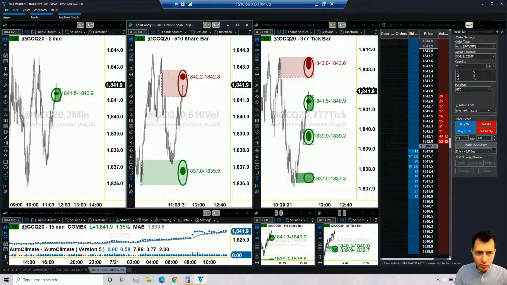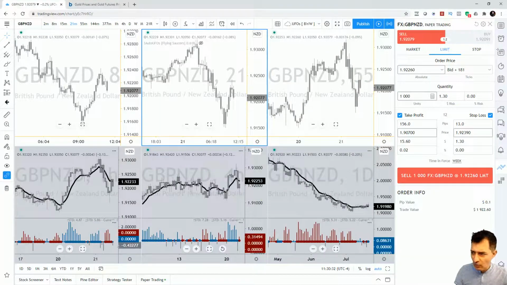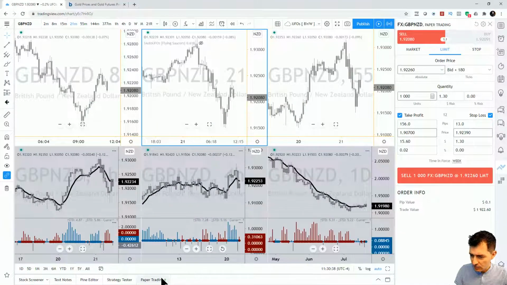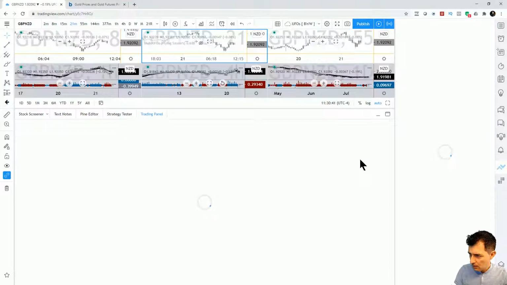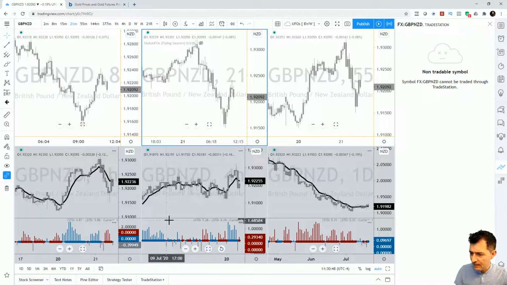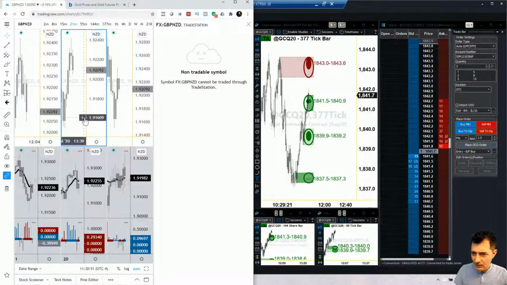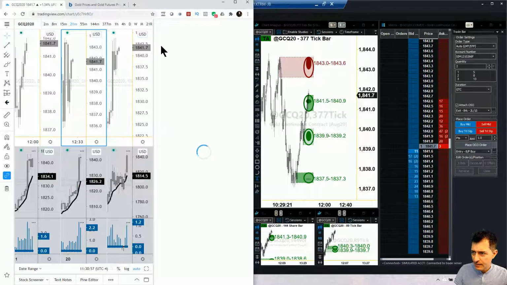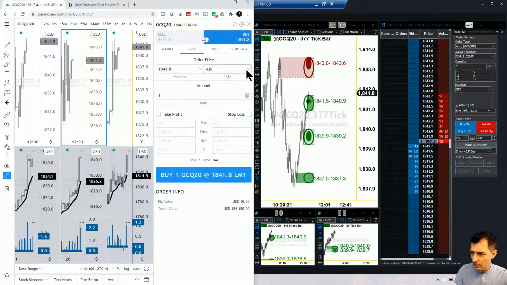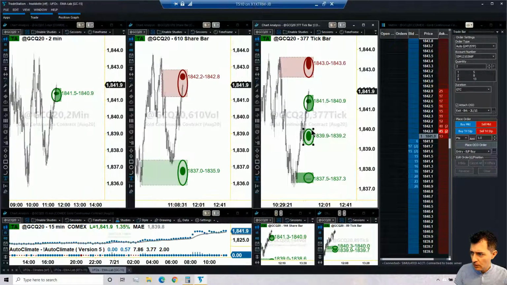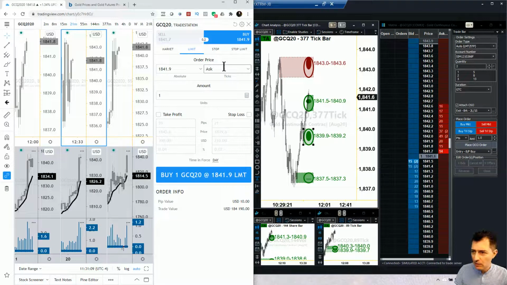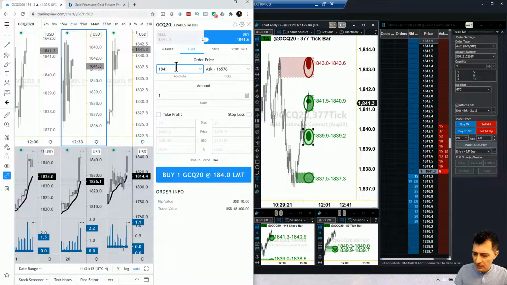Okay. So the entry with gold would be as follows. So let me reconnect to TradeStation in TradingView. It's a very handy order panel, isn't it, with TradingView. So GCQ 2020, that's the symbol. And I'm just going to plan the trade there. We are going long gold using that UFO. The top part of that UFO is 1840. So 1840, that's the entry.